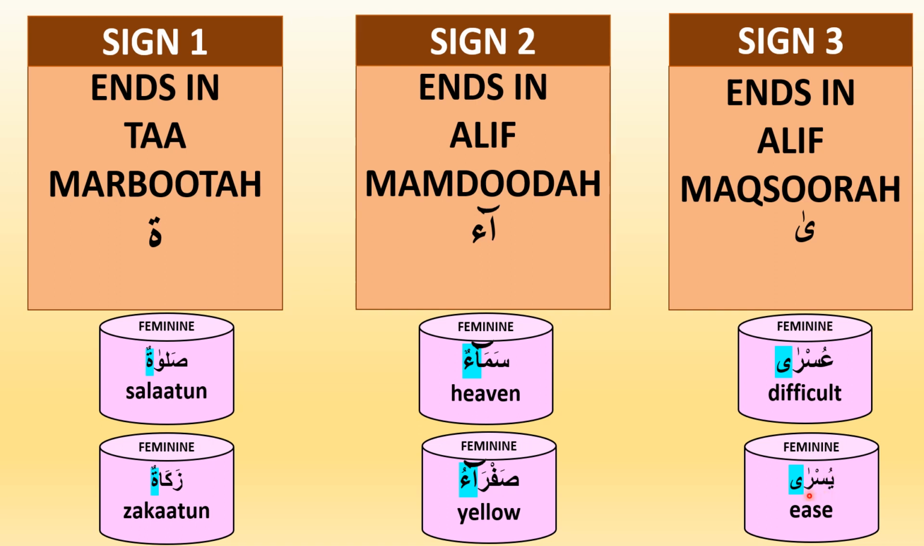Similarly, we look at yusra. What we see is the ya with that fatha qa'ima, which means ease. And yusra is feminine because it has the alif maqsura at the end.